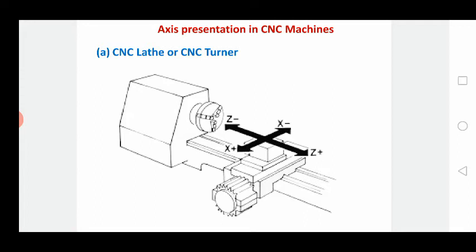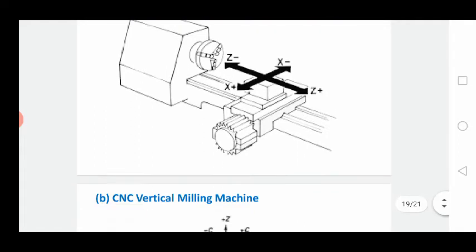You can see the x axis is towards the operator. If we want the tool post to move away from the work part, that is the plus x axis, we give it in the positive direction. Towards the work part is x minus. And for the turning feed, if we are giving the feed towards the jaw, it is z minus, and away from the jaw it is z plus. So that is how the coordinate system is defined for a CNC lathe.